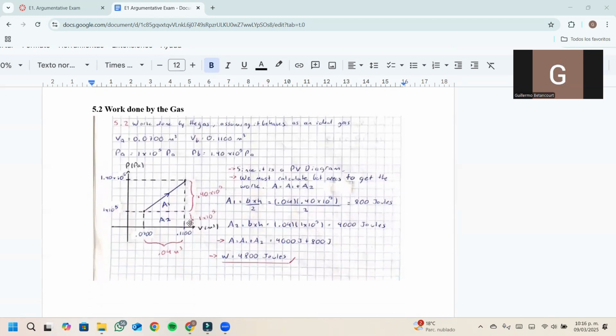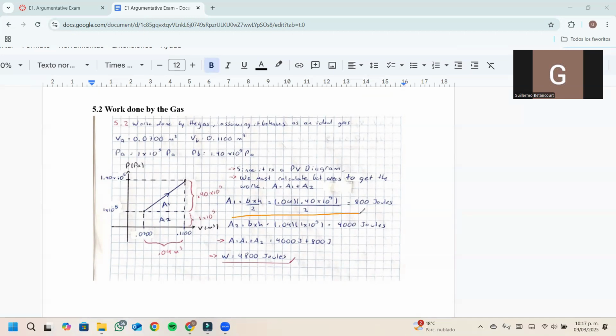For the next problem, we need to get the work done by the gas, assuming it behaves as an ideal gas. So we are given the volume and pressure at A and also at B, as we can see here in the graph. And for getting the work, we need to get the area of this. First, we have a rectangle, and on top we have a triangle. And since it is a pressure-volume diagram, the work is simply the area of that.